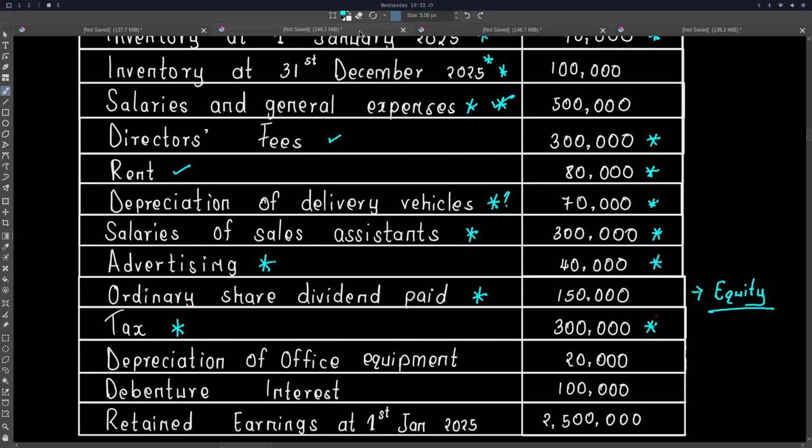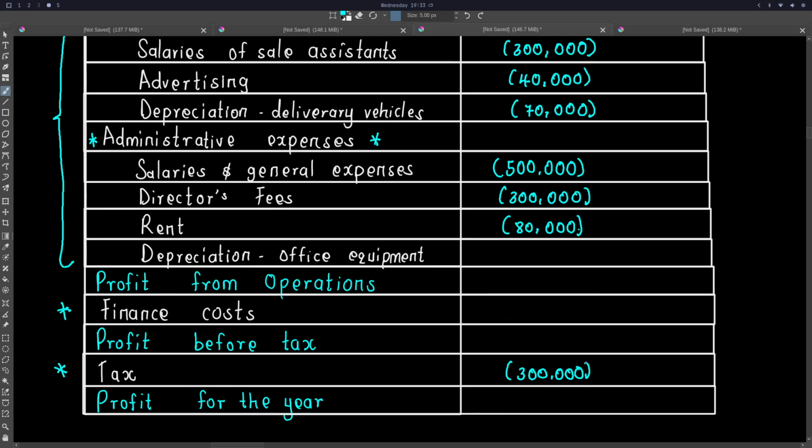Okay, so here we have depreciation of office equipment. Office equipment are just supporting the business. They are not involved in the direct selling or distribution of these cups. So this 20,000 is an administrative cost. So we come here, right? An administrative cost of 20,000. Okay.